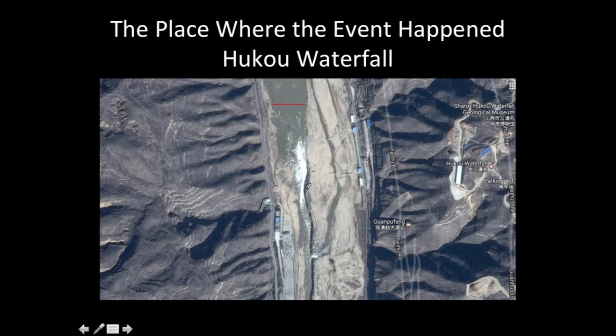But luckily, they found there is a spot, it's here, named Hukou Waterfall. The distance is only 50 meters. And because of the small distance, it makes a waterfall. So this is the spot we can use to perform the performance. So finally, they decided to choose a place here.